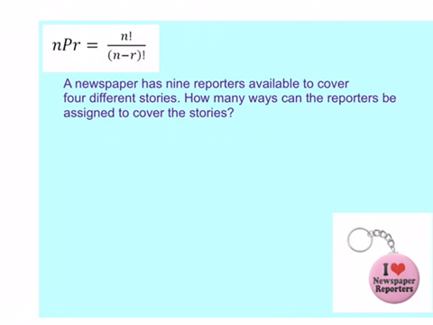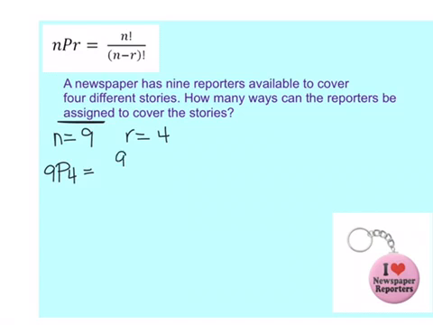So here's my next example. I have a newspaper that has 9 reporters available to cover 4 different stories. We want to figure out how many ways the reporters can be assigned to cover the stories. This is kind of a big word for us, and we're going to use that word. When you see assigned, it means that order is going to matter for us, so we know it's a permutation. Again, we're going to need to figure out our total and how many we're picking. So n is going to be my total. Well, I know that I have 9 reporters total. And I need my r to be how many I'm using, covering 4. So I'm going to have 9P4.